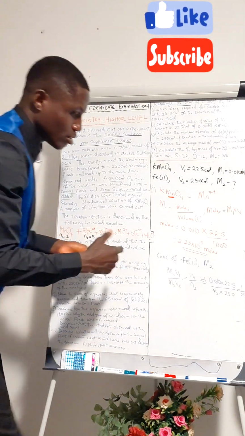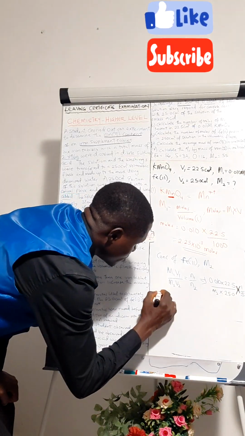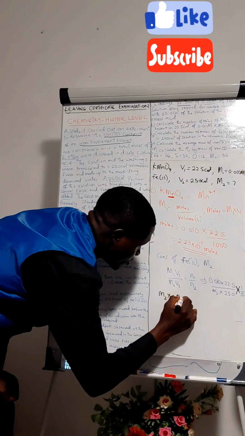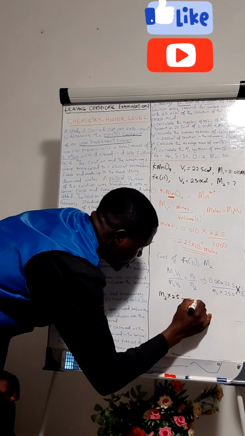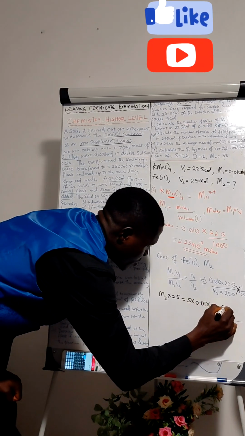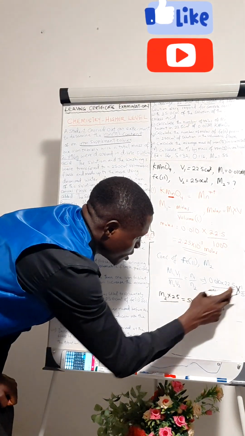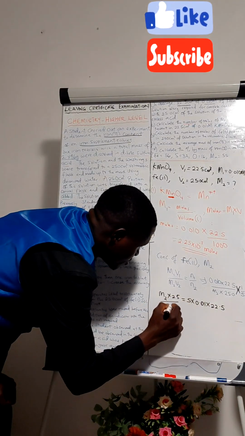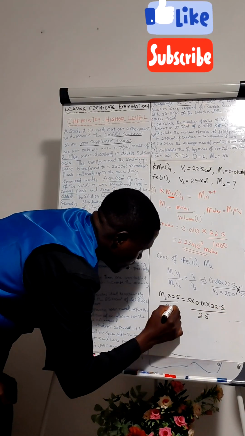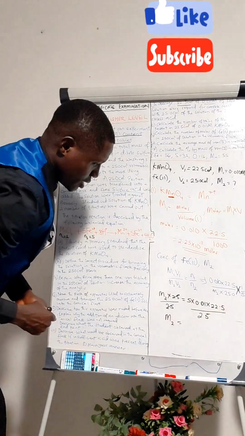By doing cross multiplication mathematically, you cross this and this. When you cross this and this, it is going to be M2 times 25 equal to 5 times 0.01 times 22.5. Divide both sides by 25. The 1 is not included. So that's the mathematical aspect of this. When you do that, what do you get?